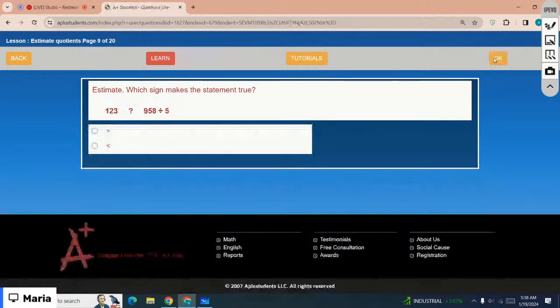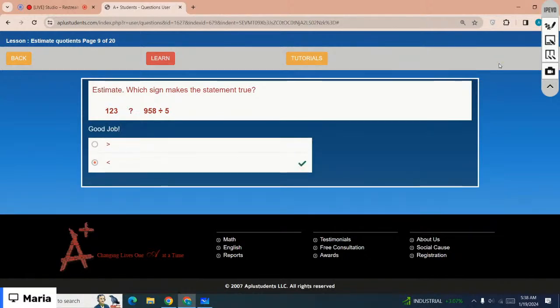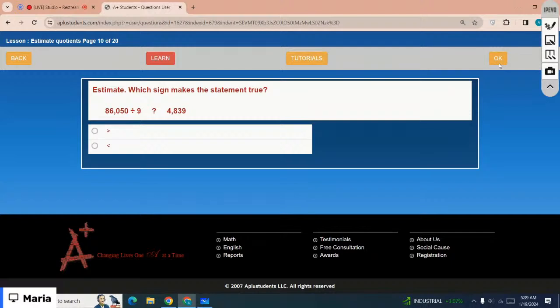Okay, 123, you have to compare it to 958 divided by 5. So which is the correct option? 123 is less than 950. Okay, 86,050 divided by 9 is greater or less than 4,839? 86,050 is greater than 4,839, right? That would be greater. Okay, you can complete the lesson by yourself later today.